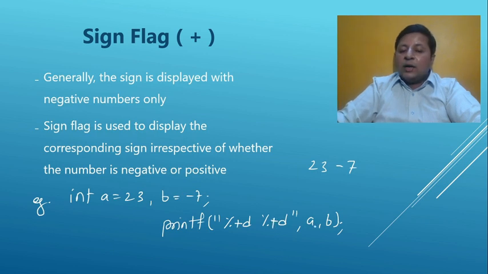Because I don't know what a and b will be. I just want that they should always be printed with their signs. So now in this case, the output changes like this: plus 23 and minus 7. Okay, it does not hamper the sign of negative number.